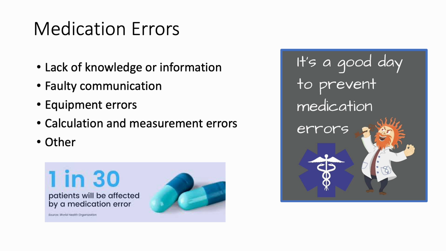Calculation and measurement errors. An error in calculating the dosage is made, so the patient receives too much or too little of the medication. Or maybe there's confusion in the unit of measurement. For example, a drug is prescribed based on the patient's kilograms, but it's administered based on the patient's pounds. Those could be two very different orders.